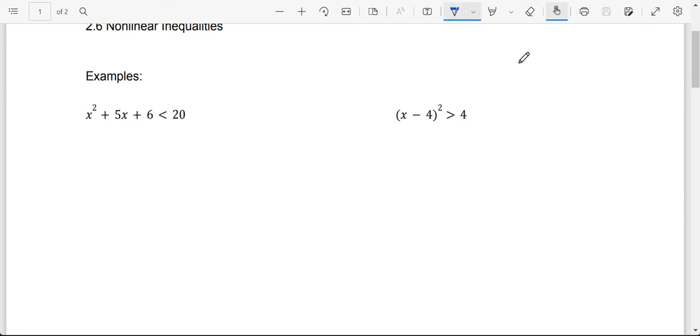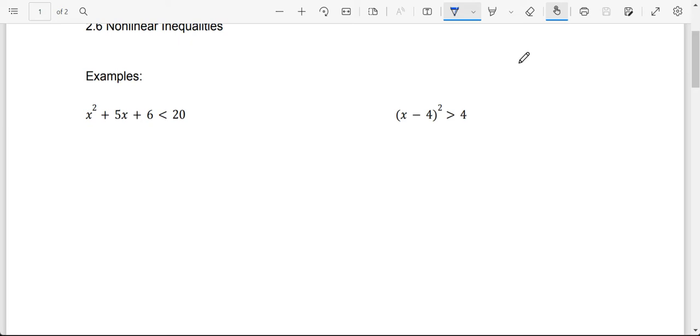Hello, everybody. Welcome to 2.6, nonlinear inequalities. This isn't necessarily a notes section, but more so we just need to do problems together, and you see problems and you do problems. So examples, we've got x squared plus 5x plus 6 is less than 20.